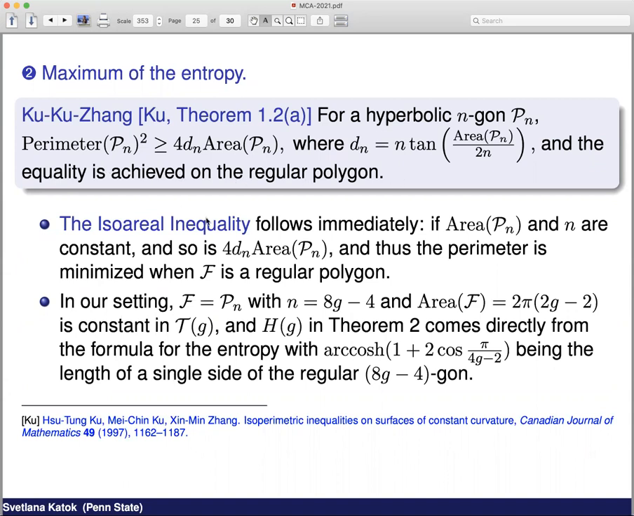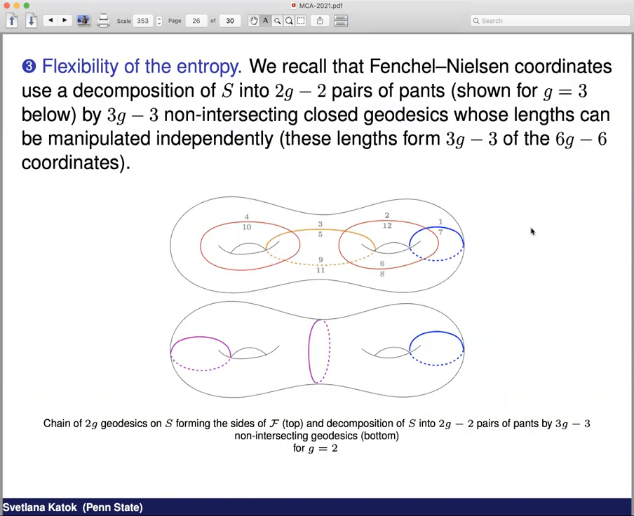So in our case, n is equal to 8g minus 4, and the area is constant in the Teichmüller space when g is constant. And A_g in theorem 2 comes directly from the formula of the entropy, and this is the length of a single side of a regular polygon.